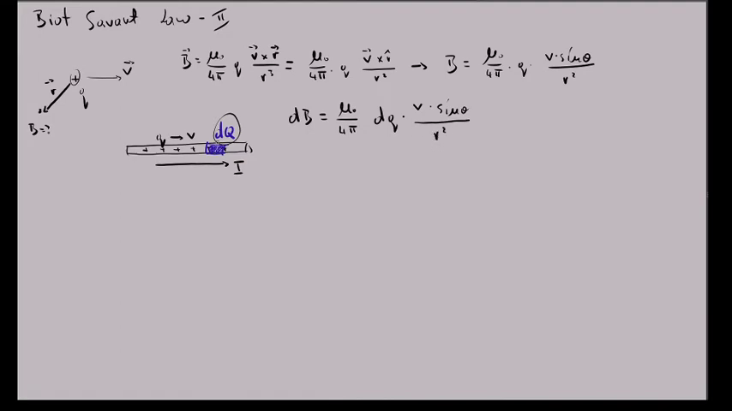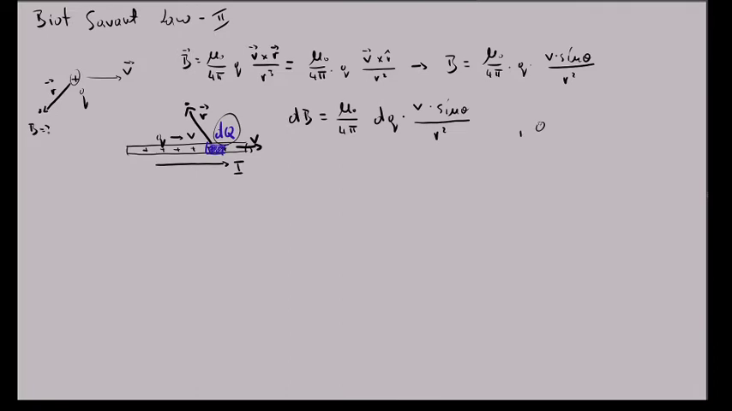So here's my little dq that flows to the right at speed v. Let's put v here. And then maybe I want to find some magnetic field at some point somewhere here, right? So this would be my r. So what is the magnetic field at this point due to this little dq, as this dq flows to the right at speed v? This is the equation that I could use.